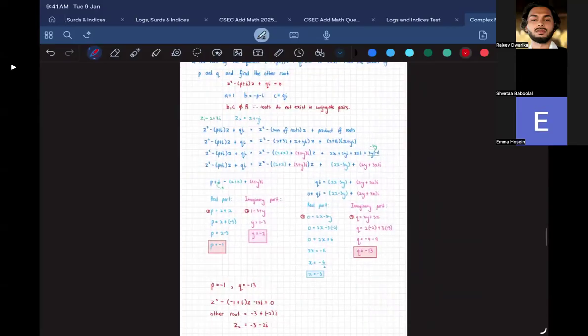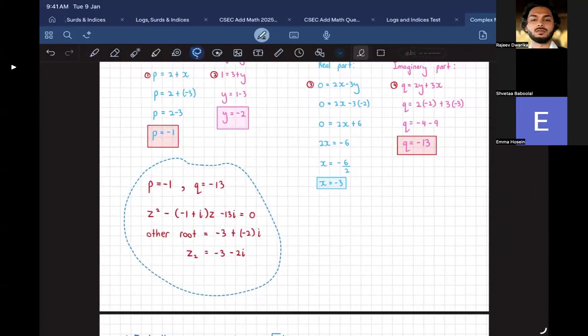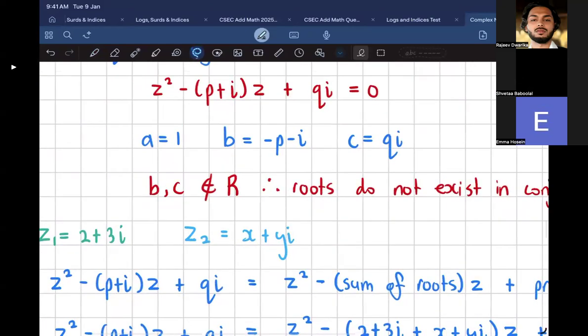Okay. Oh, wait, that's all we had to do to find the other root? Yeah, because remember, we had said at the start that the other root would be in the form x plus yi.